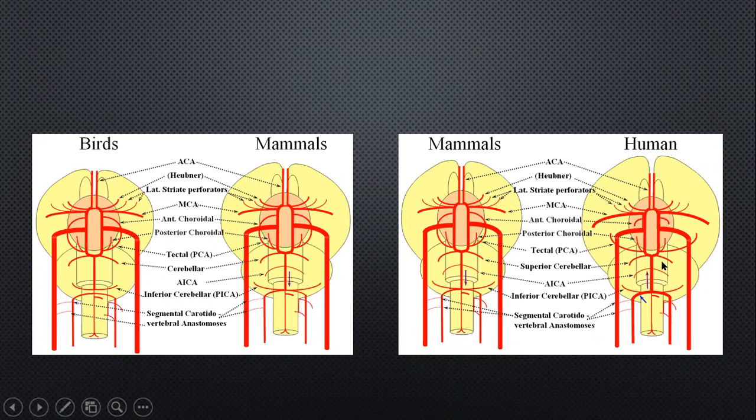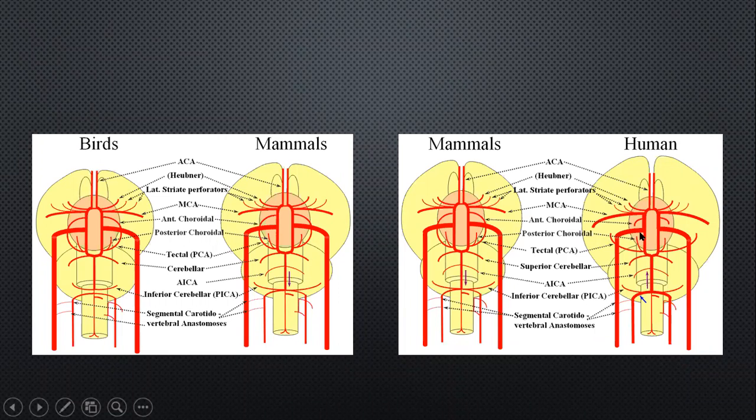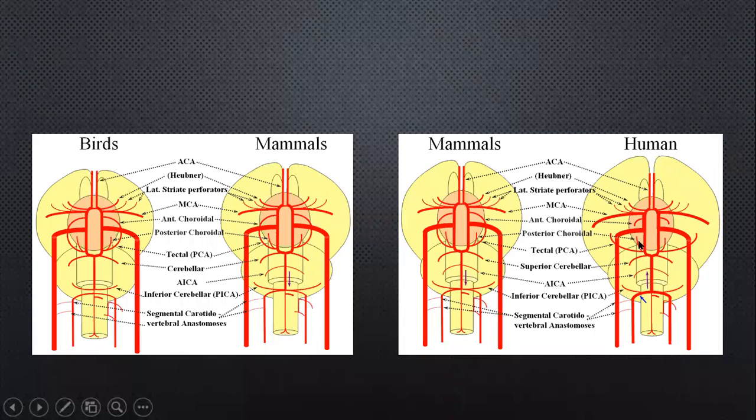And hence the reason to understand why sometimes, if the PCOM is big, the basilar artery is small, because the function of the basilar artery, especially the supply of the PCA territory, is then taken over by the PCOM artery. And that's why it's so important to understand these embryological principles.